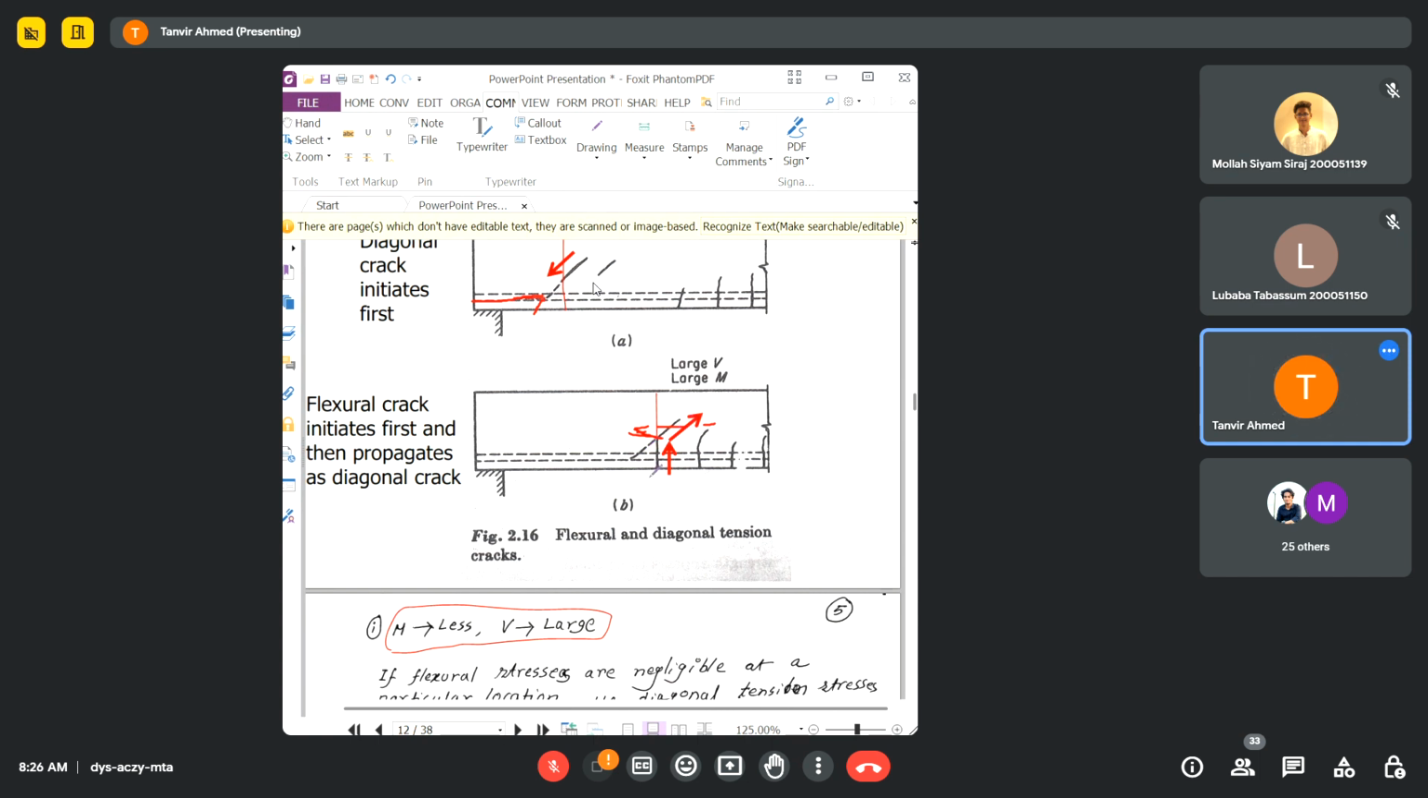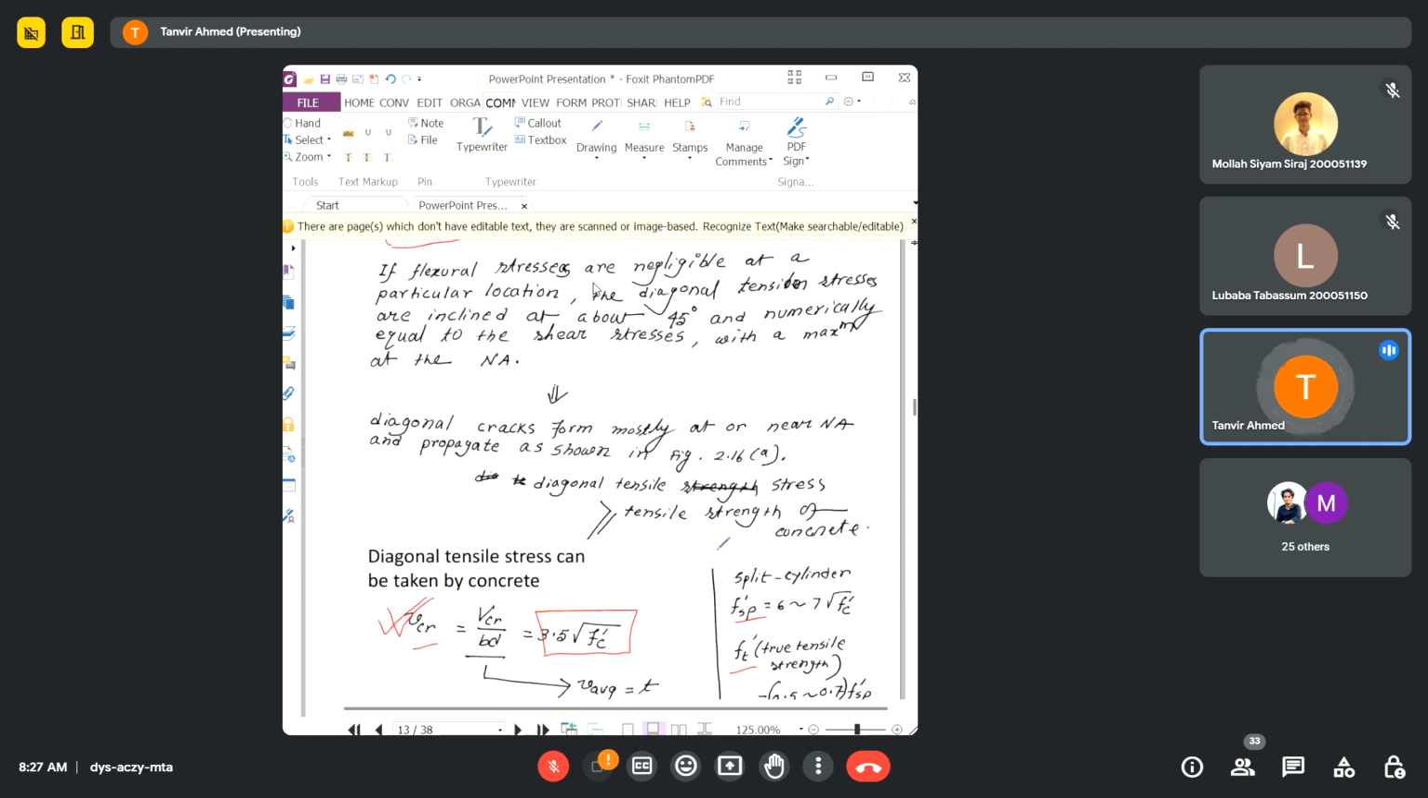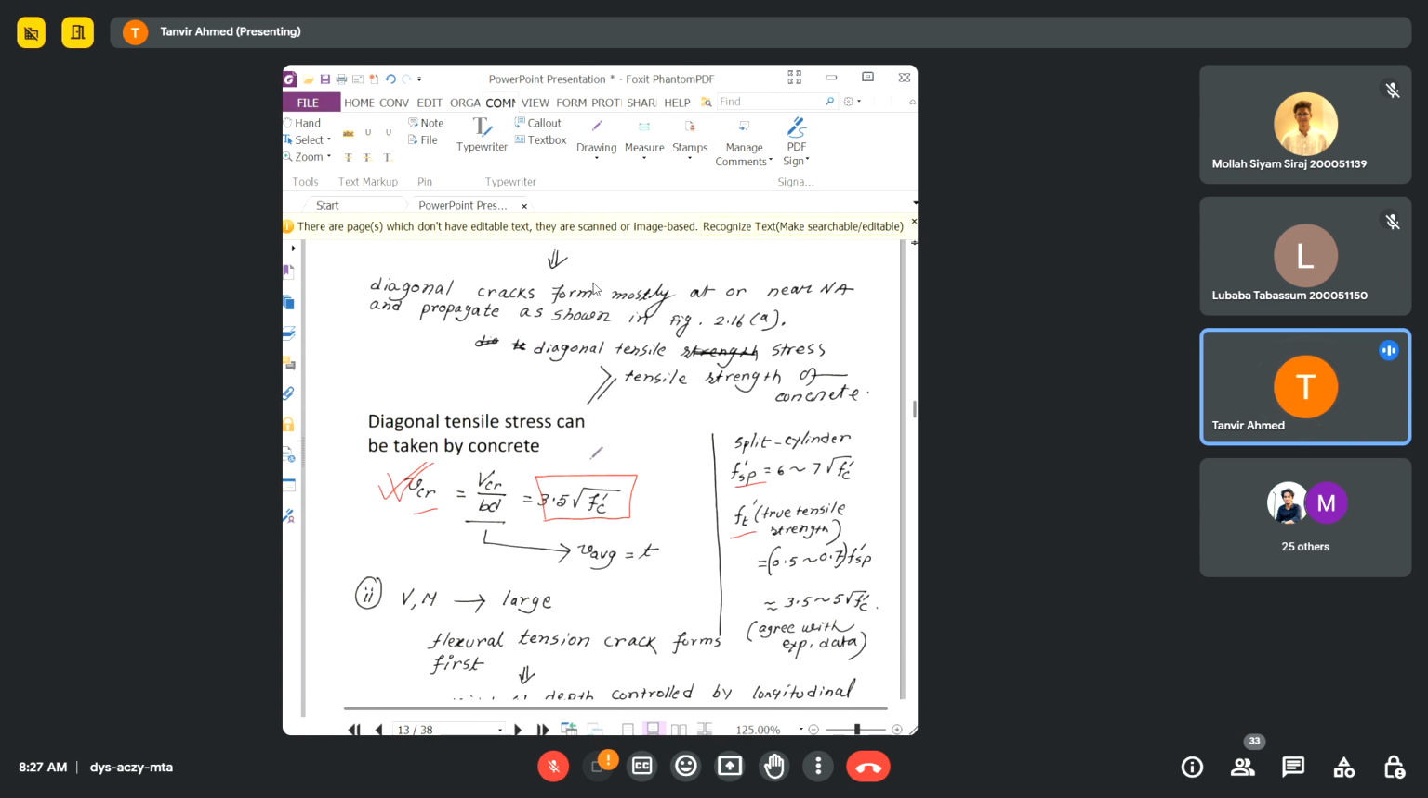Okay, so this is the crack when you have both V and M, or in other words, the shear force and the bending moment in a significant amount. Now, how the strength of concrete will vary depending upon the shear force and bending moment, that is the question now. So I will just give you two values, and then I will discuss why these values are like this.